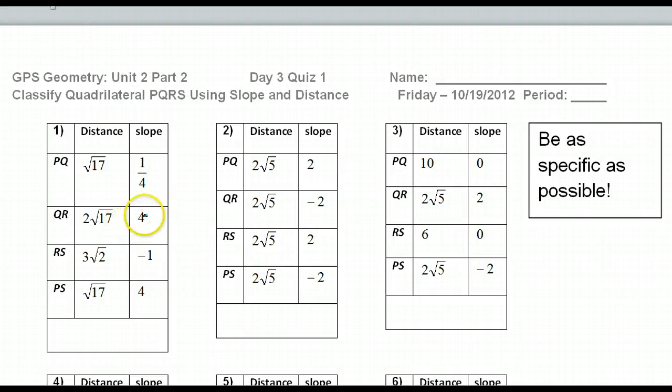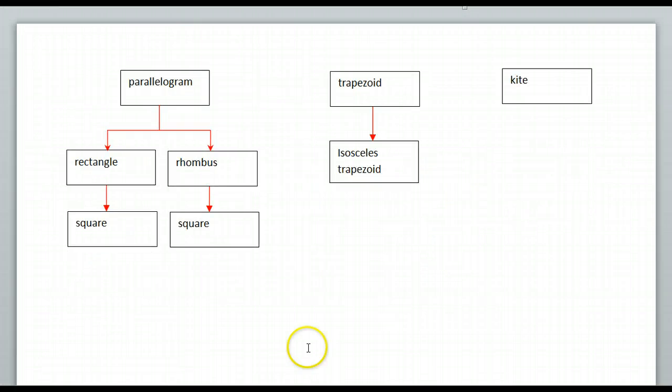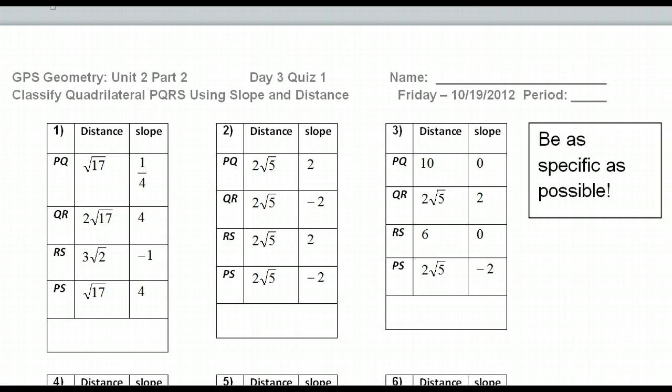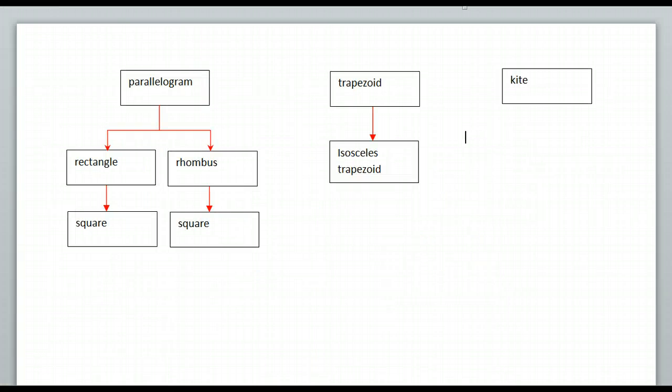Okay, let's go over this quiz problem by problem. Alright, let's start with problem number 1. Again, every time you get ready to try to classify, we have all these quadrilaterals. Using length and slope, we're supposed to decide which one of these 7 quadrilaterals it is.